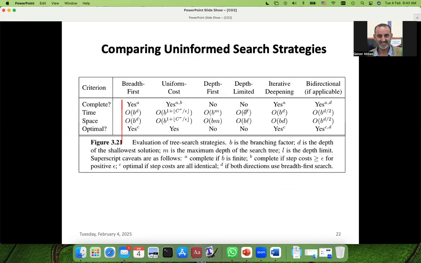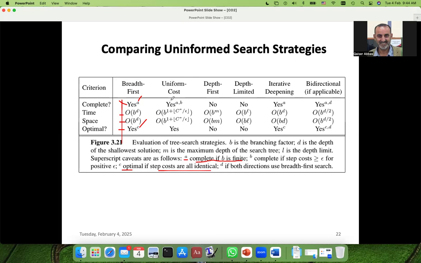Now this table is giving you again all these 4 things for all the algorithms. Just a comparative table. So BFS is complete, yes, but there is a condition on A. And what is that A? It is mentioned here. Complete if B is finite. Okay, this is the meaning of that A. Order of BD time, we already seen. Order of BD. And optimal, BFS is optimal? Yes, but there is a condition. What is that? C. C is what? It is mentioned here. Optimal if step costs are identical. We already have seen. Identical means same.